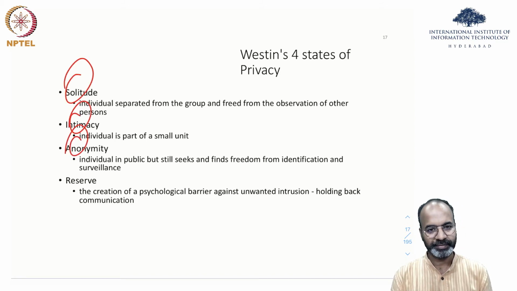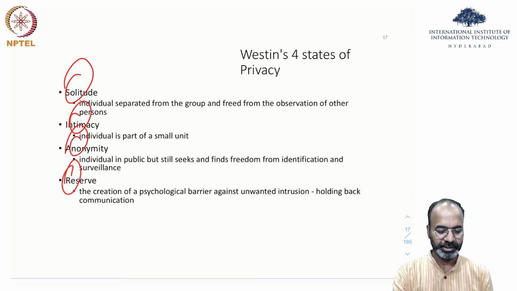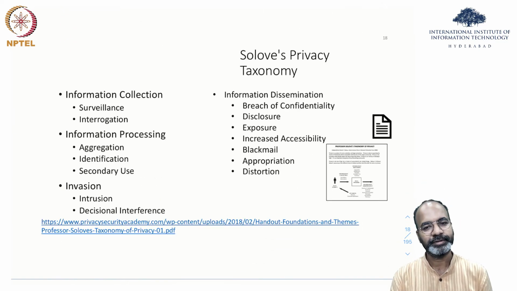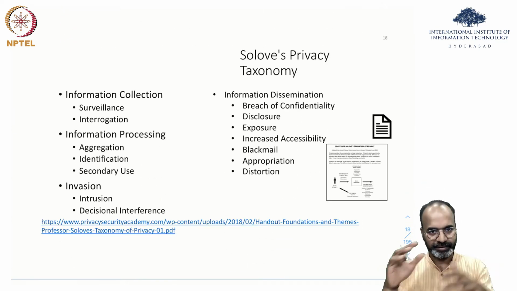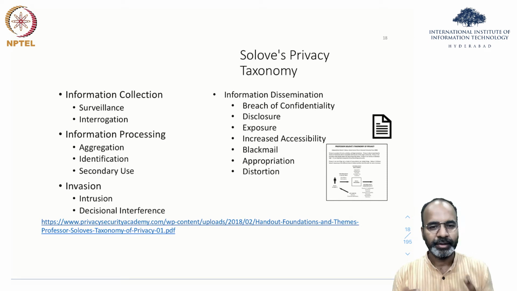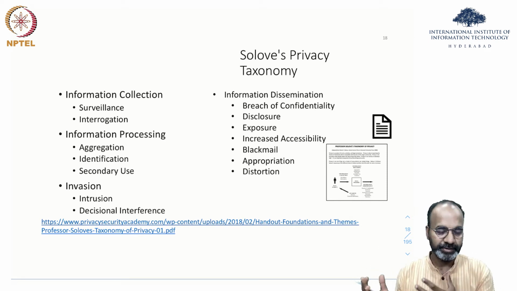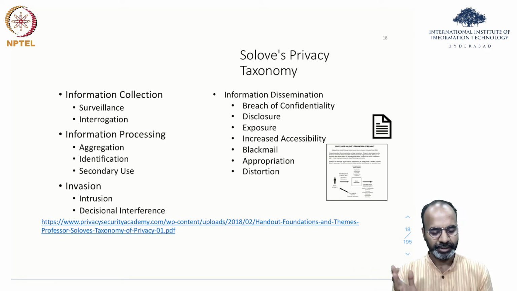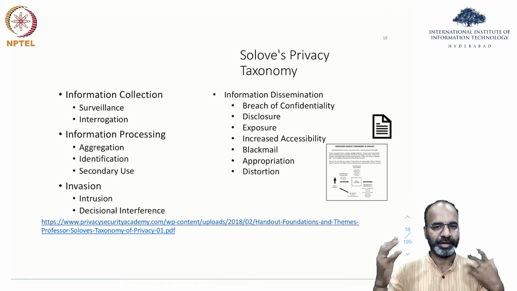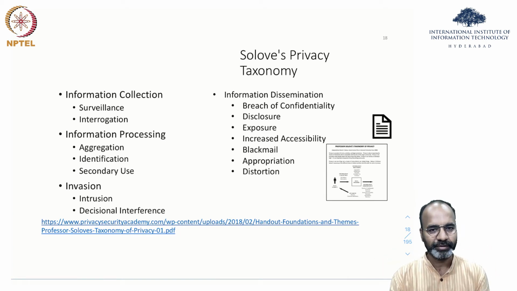4 states of privacy: solitude, intimacy, anonymity, reserve. Again, different forms of privacy. I think week 1 is full about different forms of privacy, different definitions of privacy, all that. Information collection, information processing, invasion, information dissemination, Solove's privacy taxonomy, where he argues that these are the different ways you can think of privacy. These are the places where the expectations of privacy also come in.